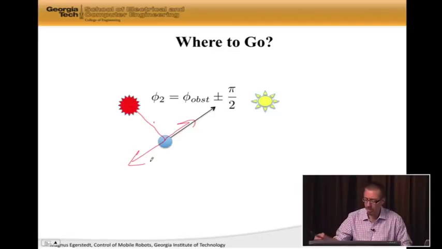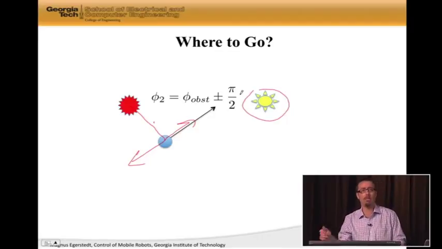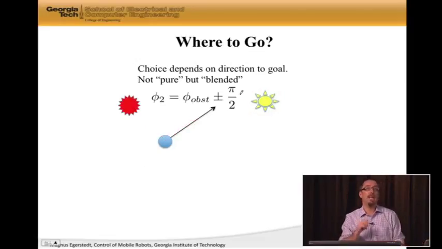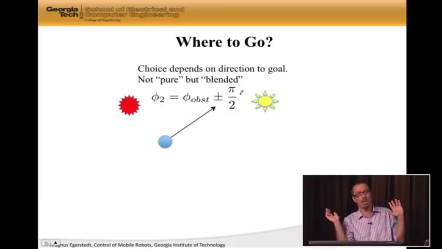Well, typically that depends on where the goal is. So we should pick, in this case, minus pi over 2, because that moves us closer to the goal, while plus pi over 2 moves us further away from the goal. The punchline here is that this is not a pure strategy, because we need to know where the goal is. Instead, I'm calling it blended, in the sense that we're taking the direction to the goal into account when figuring out in which direction we should be going. So it's not a pure obstacle avoidance. If I just ask you to avoid an obstacle, you say, I can't, because I need to know where the goal is. In that sense, it's not pure. So that's one choice.